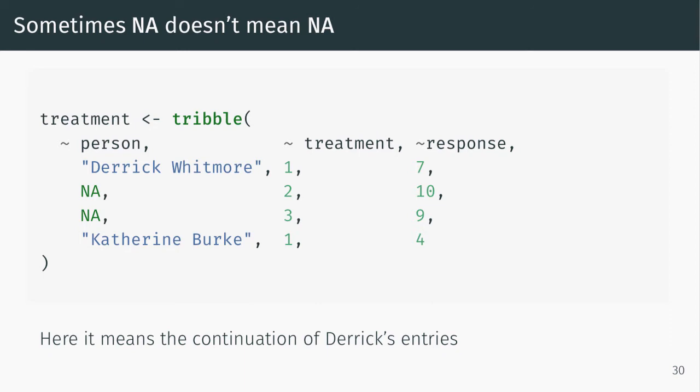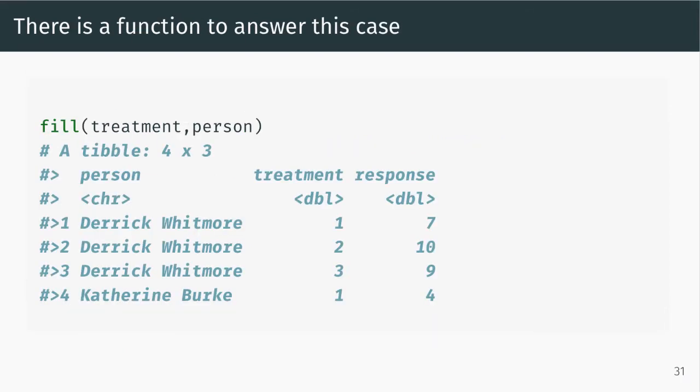And sometimes we have NAs that don't really mean NA. So in this particular case, it means a continuation of Derek's entries. So somebody just didn't put in Derek's name for all of Derek's entries. They just put a NA or perhaps put a dash or something in there. So another function that we can use to solve that is the fill function. So this fills NAs with the last filled value before the NA.